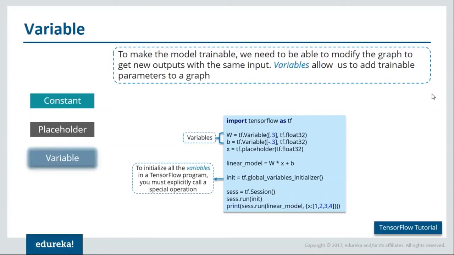So let me explain the code that is there in front of your screen. Here we have two variables, W and B, and I've initialized both of these variables with values 0.3 and minus 0.3. So if I train my model, the values of these two variables should change in order to reduce the output. Don't worry, you'll understand that when I explain the loss function and optimizers. There you'll understand how we actually train our model and how variables are updated after every iteration.